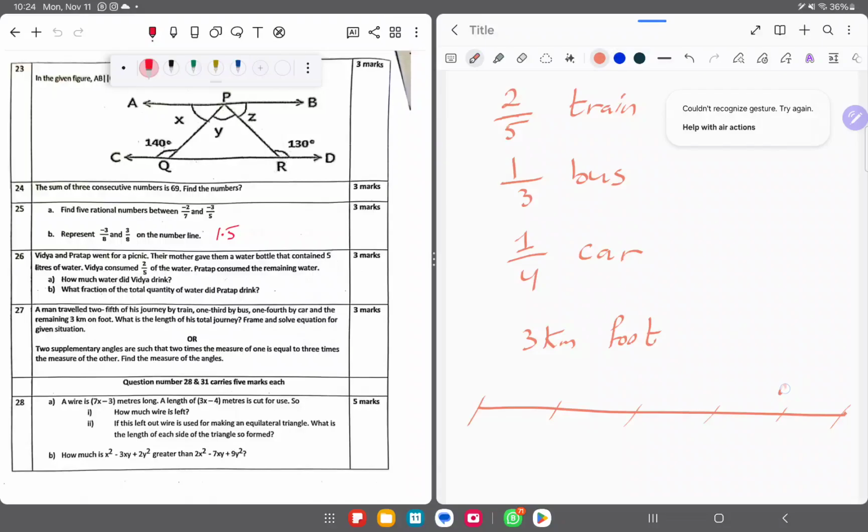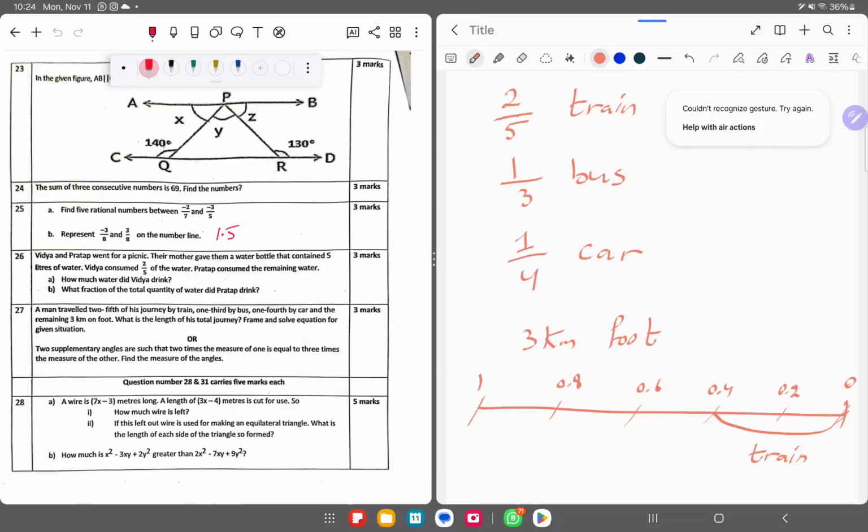This is 0.2 of the journey, 0.4 of the journey, 0.6 of the journey, 0.8 of the journey, and this is the entire journey. This is from 0 to 1. Okay, now it makes more sense. Now 2 over 5 of the journey is 0.4. So this is 0.4 of the journey by train.